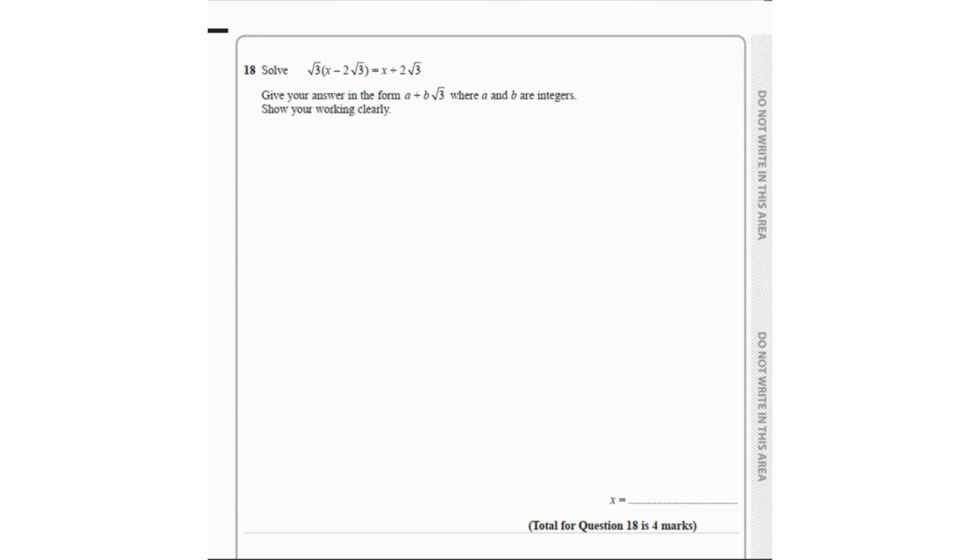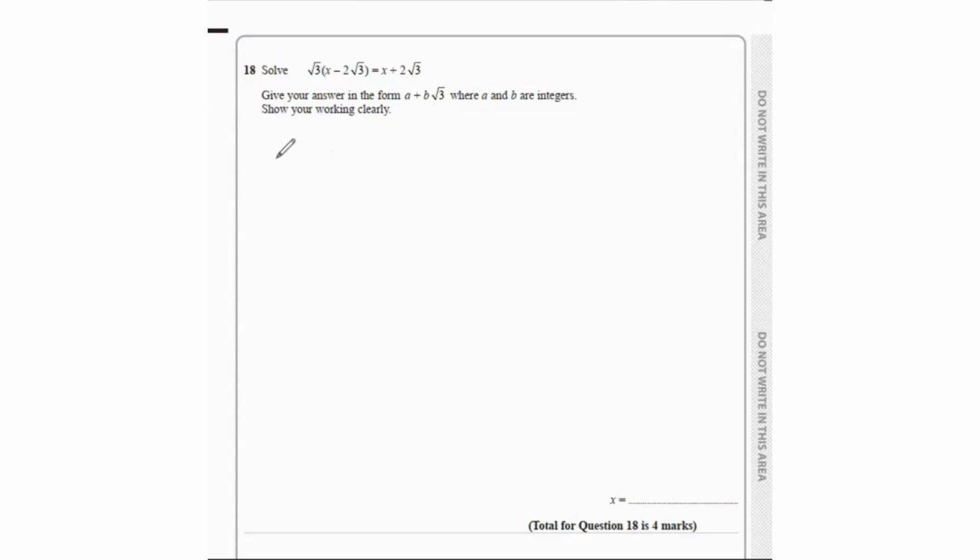So when you're expanding brackets with surds, when you're rationalizing the denominator, or when you're prime factorizing a surd to simplify it. So let's start with the first one. It says root 3 times x minus 2 root 3 equals x plus 2 root 3. Give your answer in the form of a plus b root 3, where a and b are integers. So you have to find the value of x.